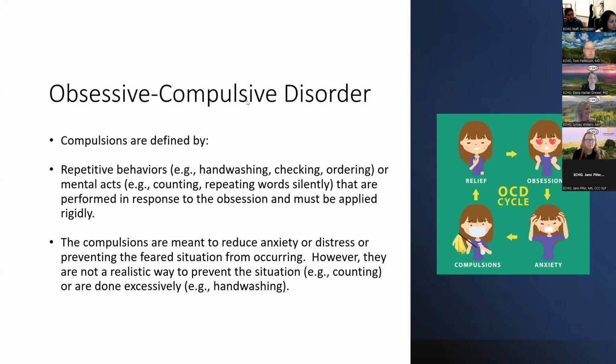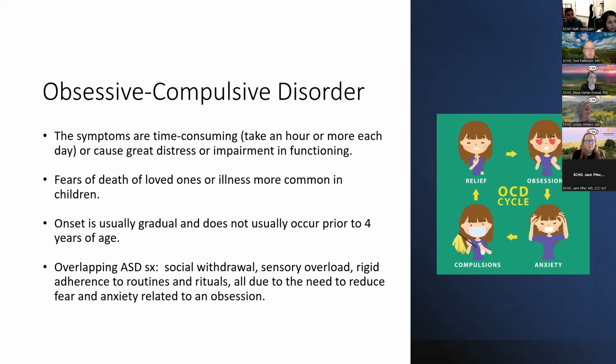Next slide. These symptoms are time consuming and they cause great distress or impairment in functioning. In children, we might see more fears of death of loved ones or illness. And usually the onset is gradual and usually does not occur prior to 4 years of age. So overlapping symptoms with autism include social withdrawal as it relates to just being consumed by the obsessions and compulsions, sensory overload, rigid adherence to routines and rituals as it relates to the obsessions. And again, all due to the need to reduce fear and anxiety related to the obsession. Next slide.